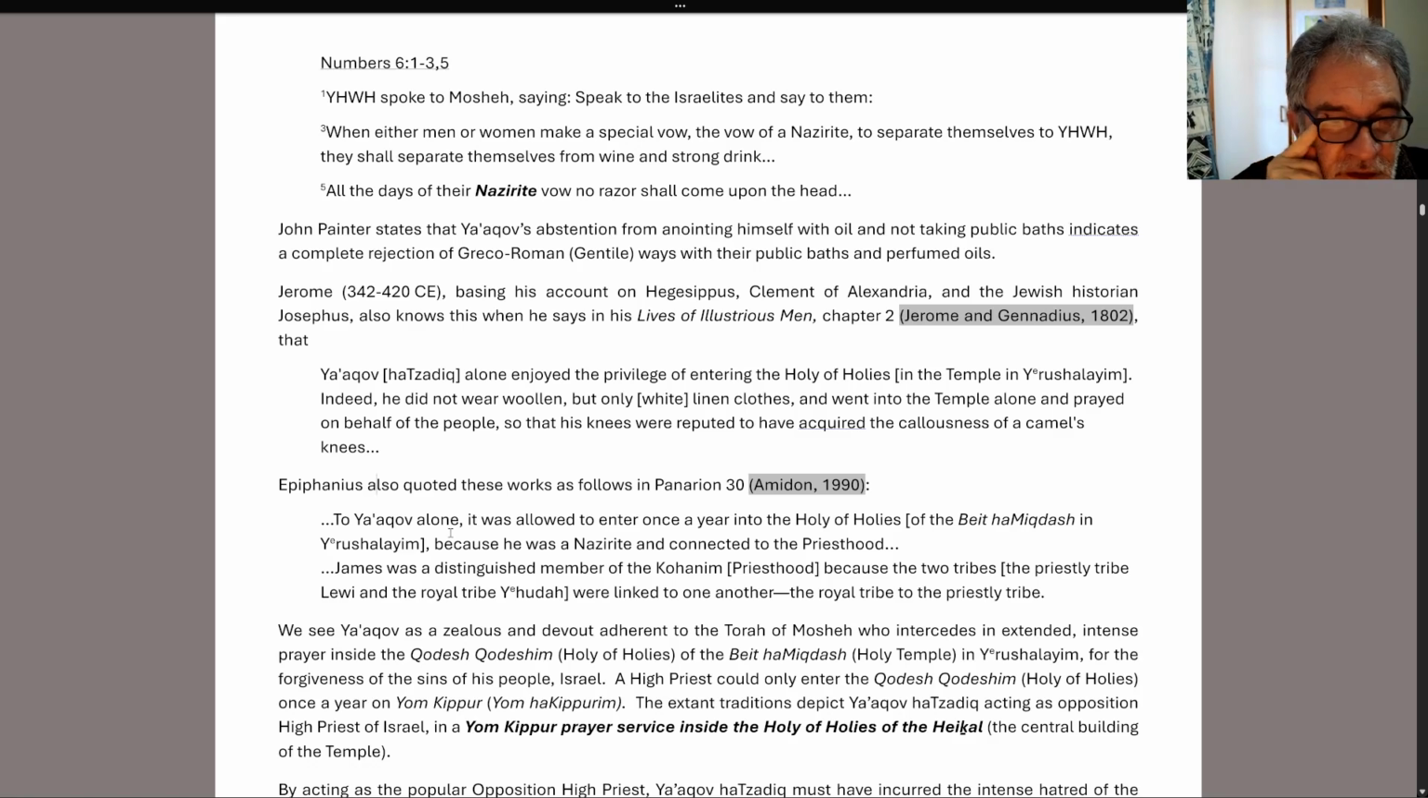So Epiphanius says as follows: to Yaakov alone it was allowed to enter once a year into the Kodesh Kodeshim, the Holy of Holies, of the Beit HaMikdash, because he was a Nazarite and connected to the priesthood. James was a distinguished member of the Kohanim, the priesthood, because the two tribes, the priestly tribe Lewi and the royal tribe Yehuda, were linked to one another. The royal tribe to the priestly tribe.